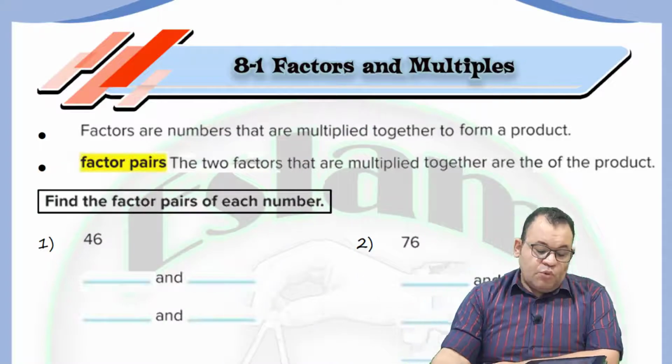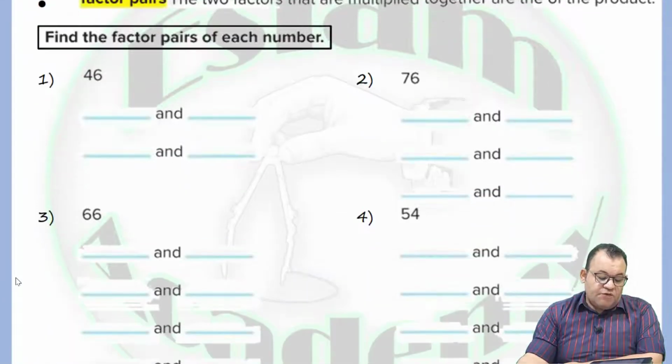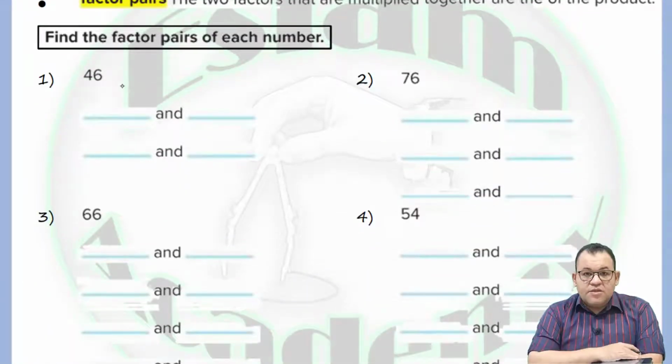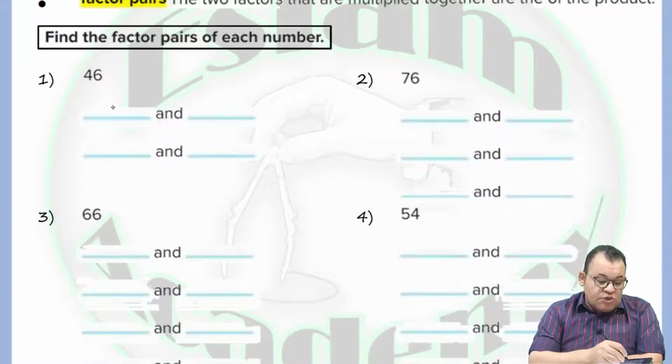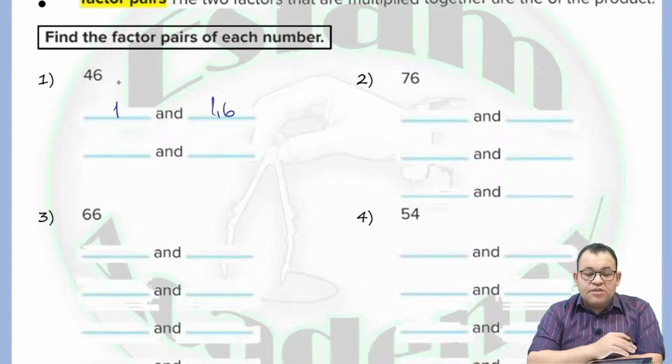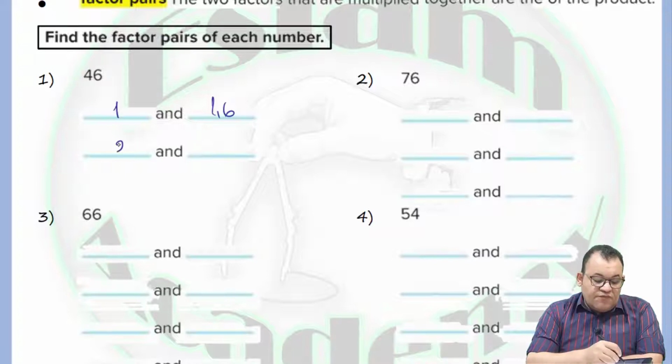So in question number 1, we need to find the factor pairs of each of the following. We have 46. If you want to find the factors of any number, number 1, you have to start with 1 multiplied by the same number. So 1 multiplied by 46 equals 46. When I need the factors of any number, just write 1 multiplied by the number itself. Now look if the number is even or not. If the number is even, it means 2 is one of its factors.